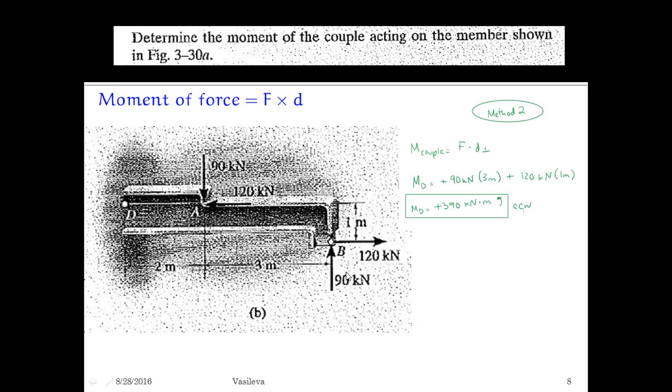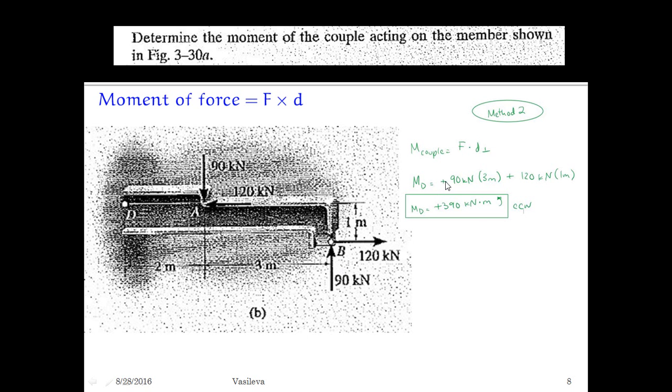There's another way that we can solve for the moment about point D, or just about the entire member, and that's by using the moment of a couple. The moment of a couple is the force times the perpendicular distance between the couple. So here we have two different couples. We have the 90 and the 120. So let's look at the 90 first. We take the force 90 times the distance between the two 90s, and that distance is 3 meters, so 90 times 3.